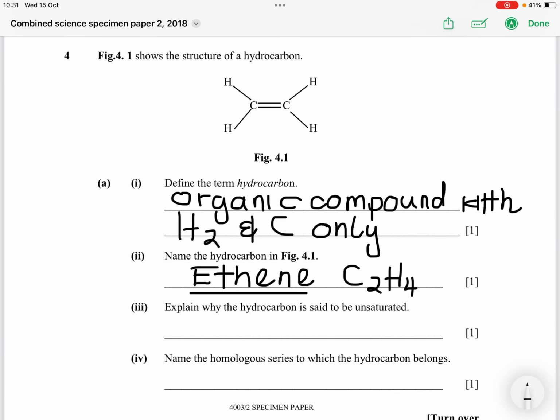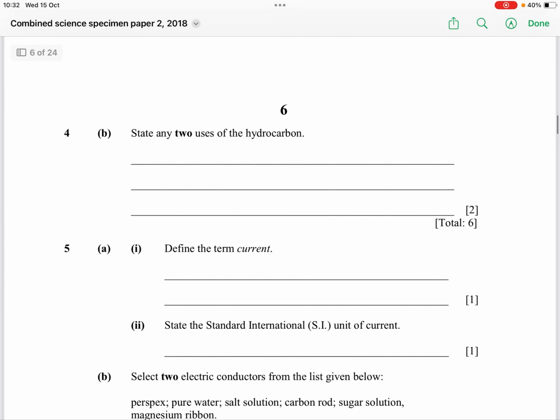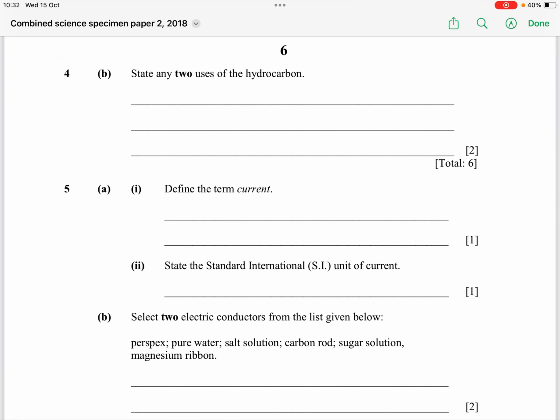And then part 4, name the homologous series to which the hydrocarbon belongs. This is an alkene. The alkenes are the ones that have this double bond. So let us proceed to the next question. And then state 2 uses of the hydrocarbon. We are required to give the uses of ethene. So 2 uses of ethene: it is used as industrial fuel gas. So when we are writing, this is used as a biofuel.